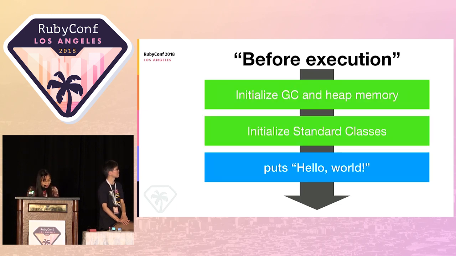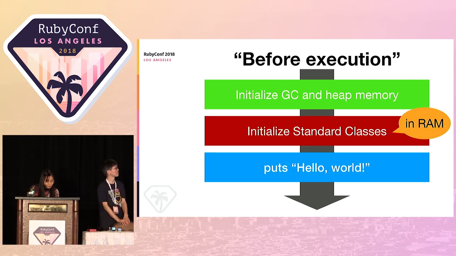As Ruby code, it is just one line, but there are things the processing system does in order to execute this line. The first thing we need is memory initialization. Since Ruby uses GC for memory management, it corresponds to initializing the GC and the heap memory used by GC. Another thing is the initialization of standard classes. Various classes are used in Ruby. You need to prepare all the classes before running your Ruby script.